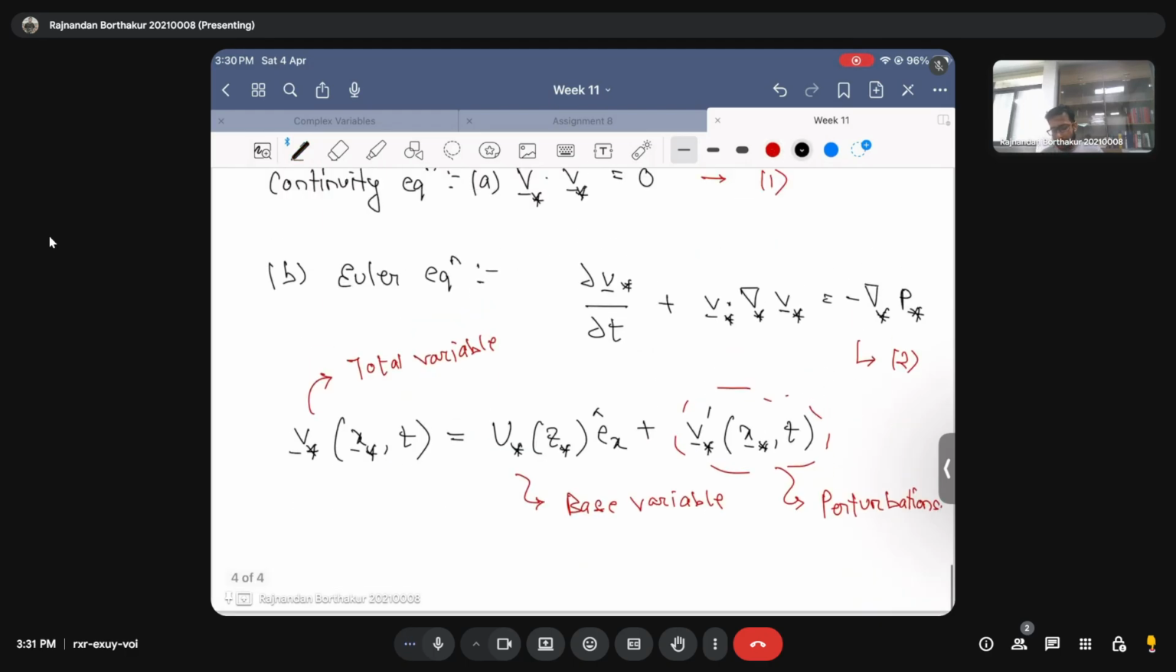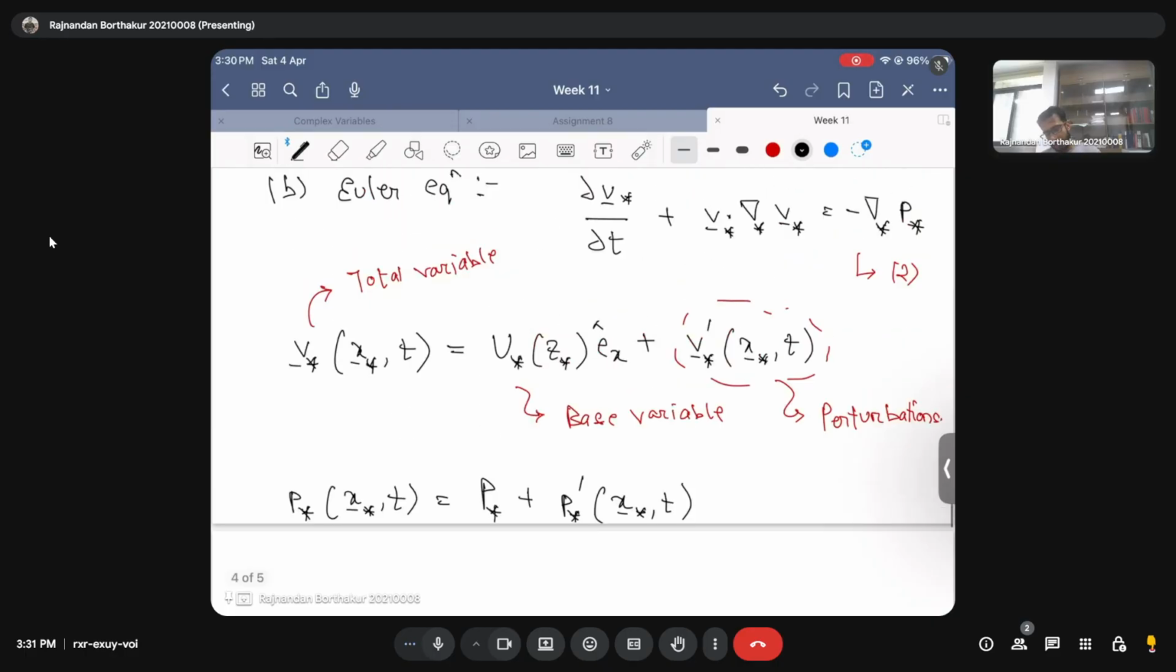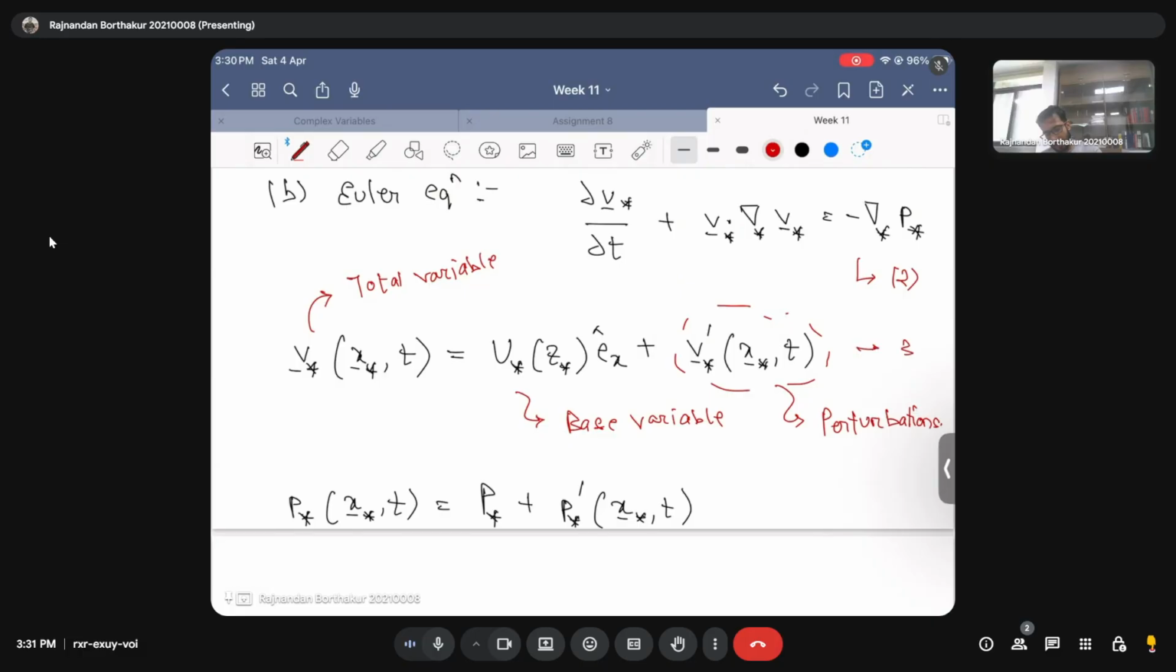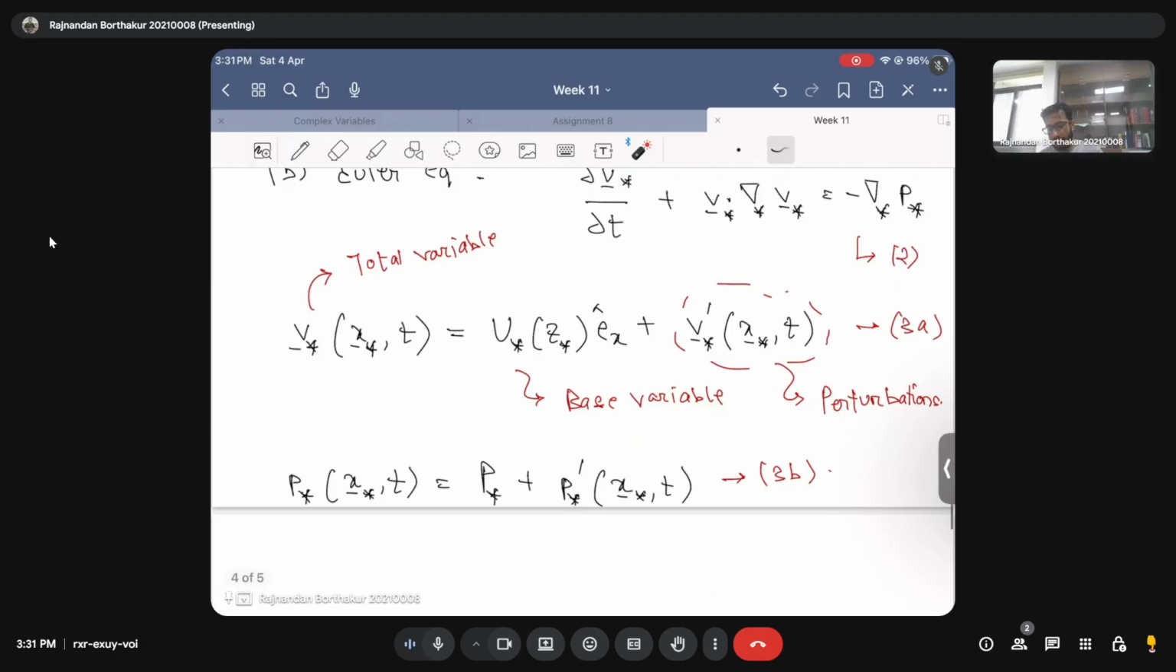Similarly, just like the velocity, you can also write the total pressure, which is a function of x bar star and t, as the base pressure, which is p star, plus the perturbations in pressure, which is p star prime of x star and t. Maybe I'll name these equations S3a and S3b. So just for a recap, we have written the equations that govern the total variable, and then we have written the total variable as the base variable plus the perturbations. That's all that we have done here.